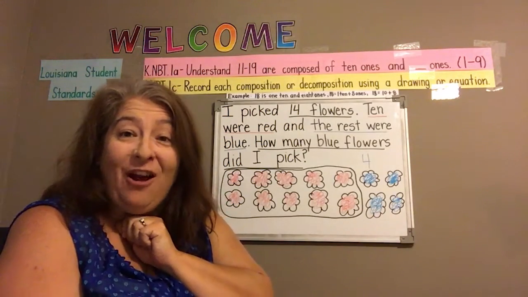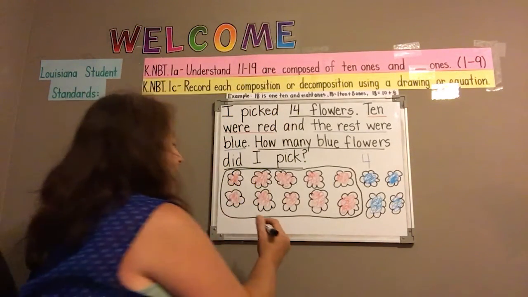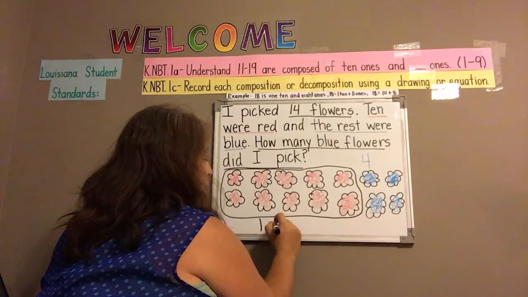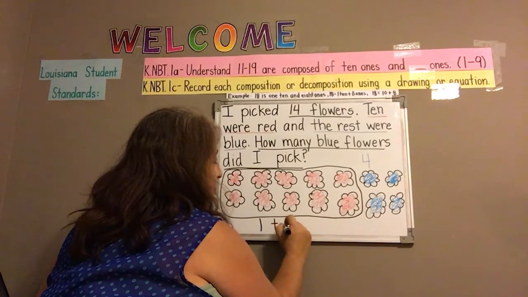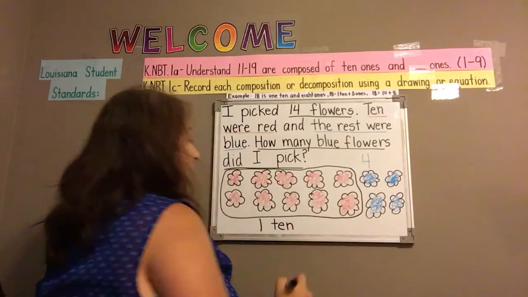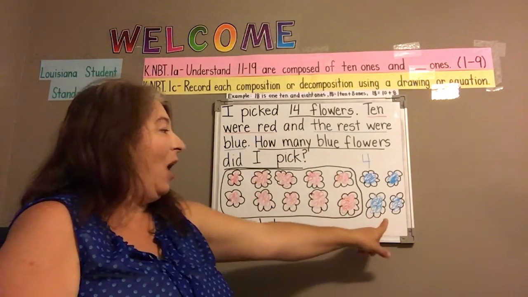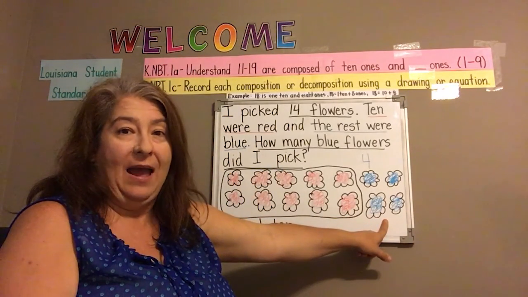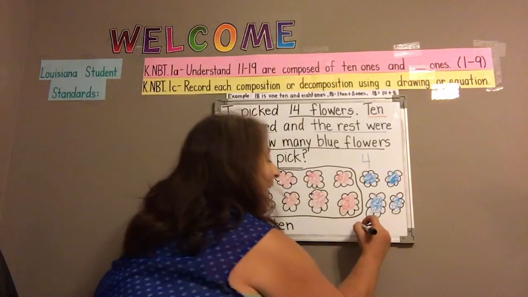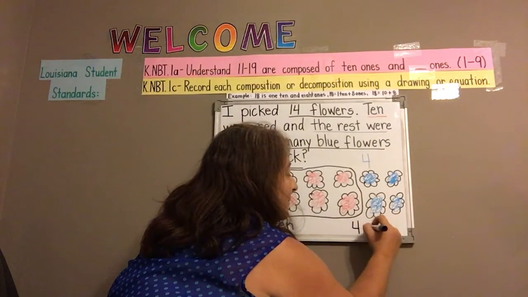You're exactly right. Y'all are so smart. I only have one group of 10. So I have 1 ten. Now, if this is a group of 10, how many leftover ones do I have? That's right. I have 4 ones.